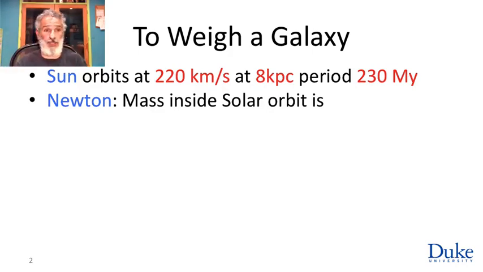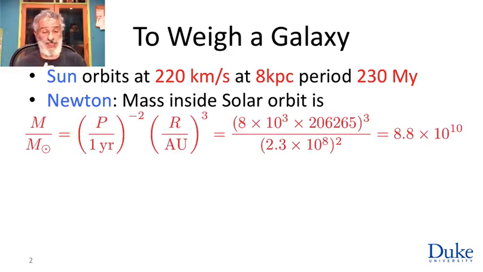The easiest way we know how to do that is to do our favorite scaling compared to the Earth's orbit around the sun. The mass that the sun is orbiting is related to the solar mass by the ratio of the periods to the -2, ratio of the radii cubed. Plug in all the numbers and you find 88 billion solar masses is what the sun is orbiting.